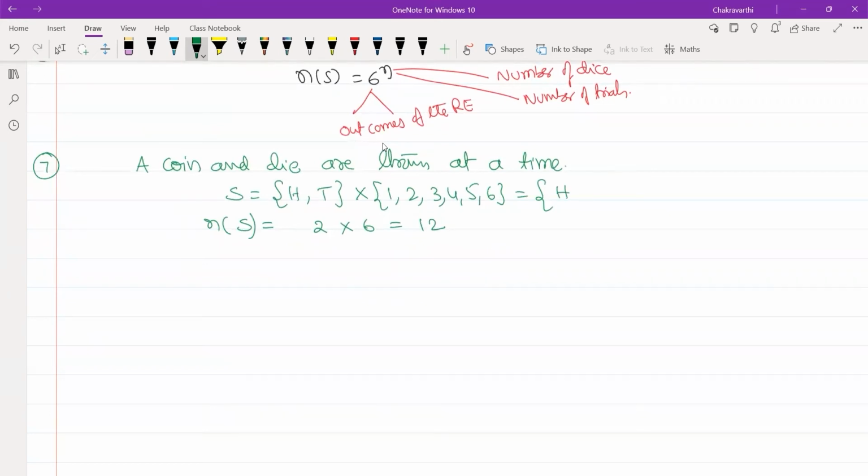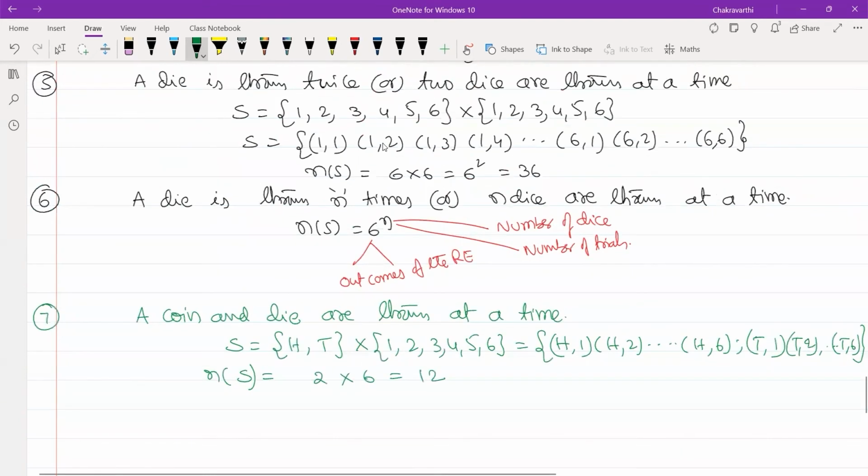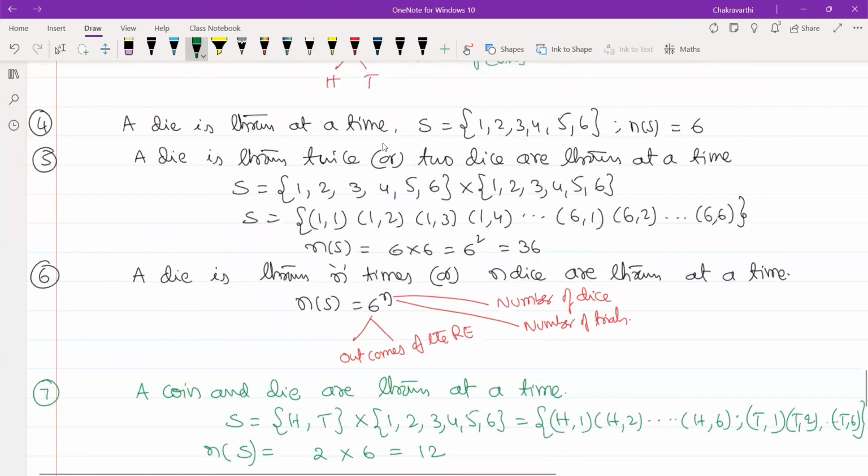This will also create ordered pairs: H comma 1, H comma 2, H comma 3, and so on, H comma 6, T comma 1, T comma 2, and so on, T comma 6. Total points is 12, 2 into 6. 12 cases are there. Out of these 12 cases, how many cases are favorable to our desired event? With the help of the simple mathematical definition of probability, easily we can solve the problems.